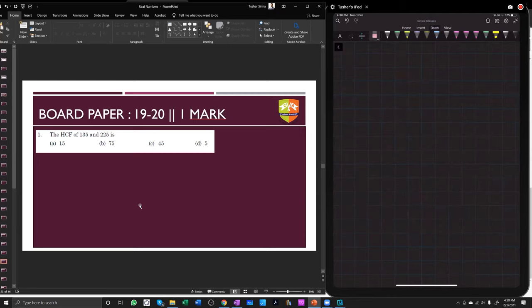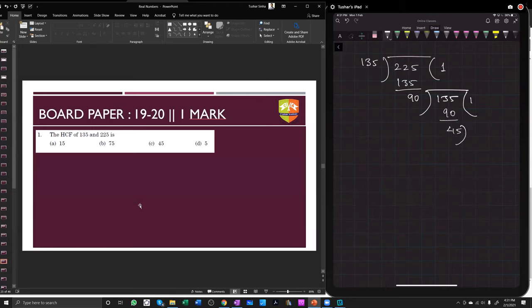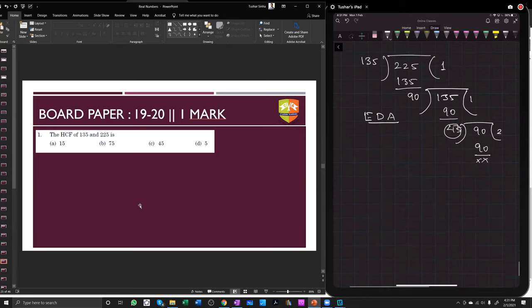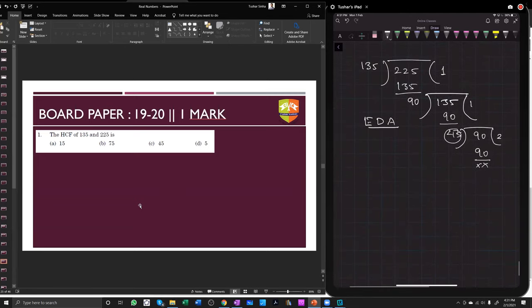You can prefer the long division method. So write 135 like this, and 225 here. So it is 135, and what remains here is 90. Then again, write 135 like this. This is the Euclid's division algorithm. 135 by 90 leaves 45. And 90. So the last divisor is the HCF. This is by Euclid's division algorithm. I have not written it in the typical form. The long division method is nothing but the division algorithm. Otherwise, you could have done this: 135 is equal to 15 into 9.